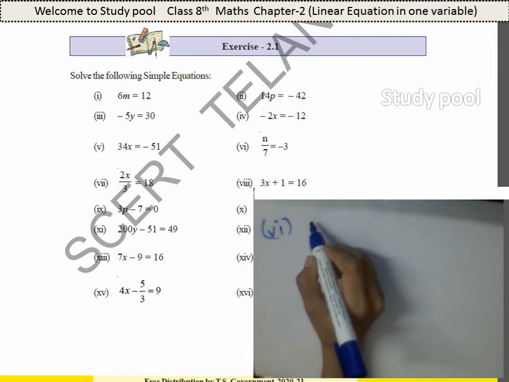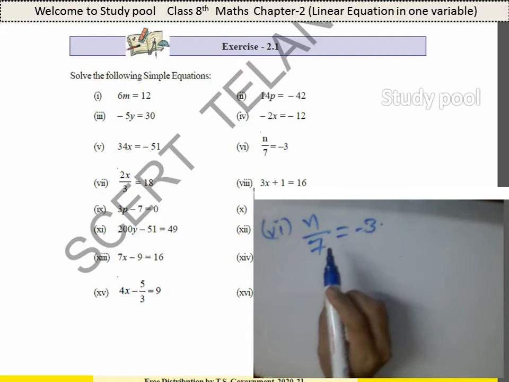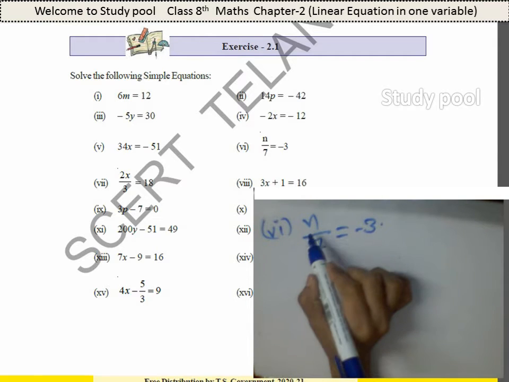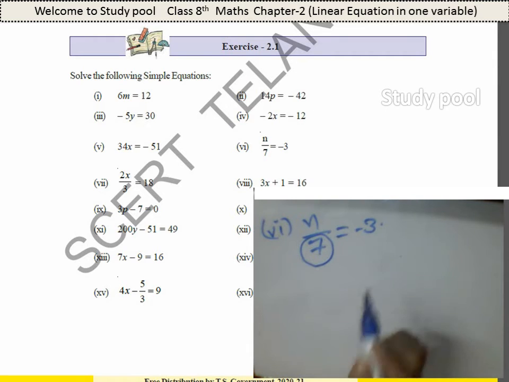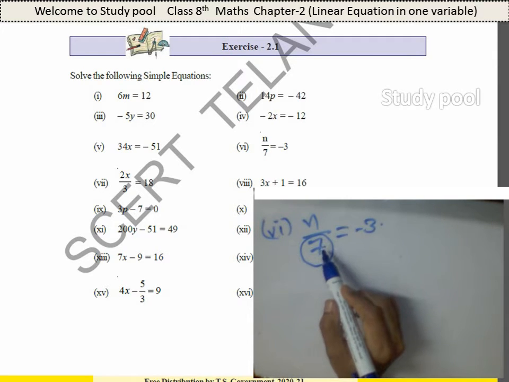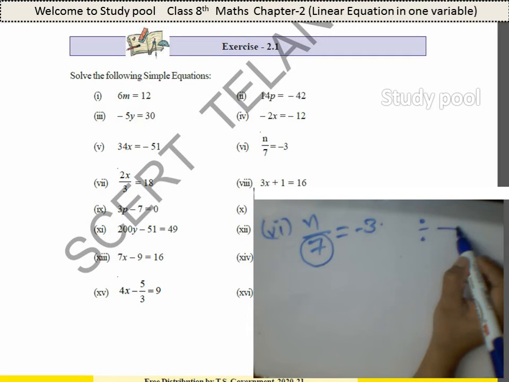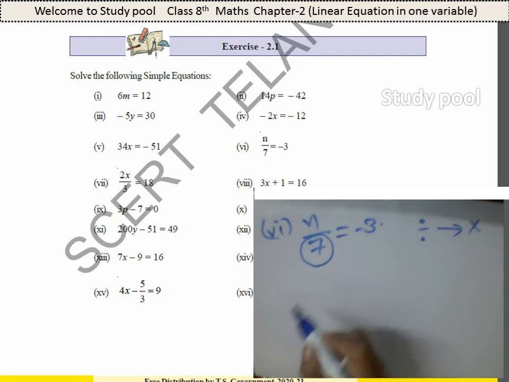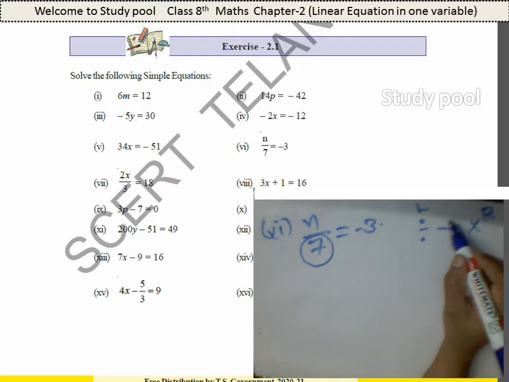What is given? n by 7 is equal to minus 3. Now observe, here n is a variable. So 7 is in the denominator, which means division. If division is there, what do we have to do? We have to multiply. It is on the LHS, so we have to transpose it to the RHS.